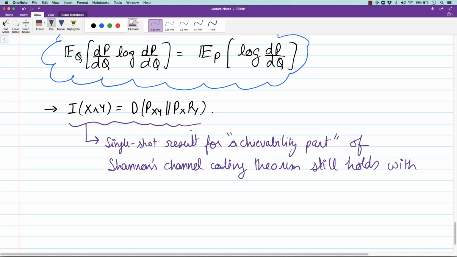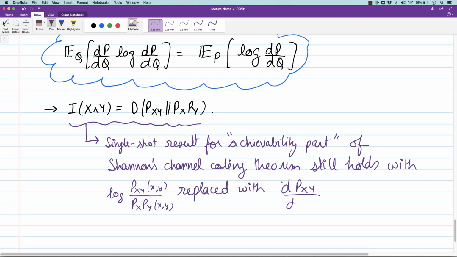Now that will be replaced with this Radon-Nikodym derivative with pxy by pxpy. So earlier we saw this guy and we had a log of this, which is now replaced with the log of the Radon-Nikodym derivative. So the single shot result of achievability that we had earlier still holds. Again, I'm stating this without proof, but you can check. Nothing really changes in the proof. So we do have a single shot result, which we'll evaluate later.